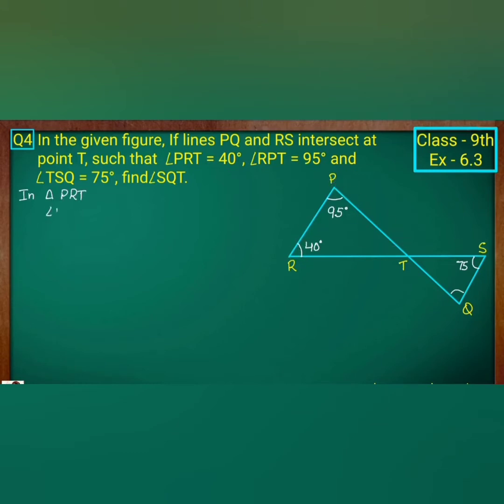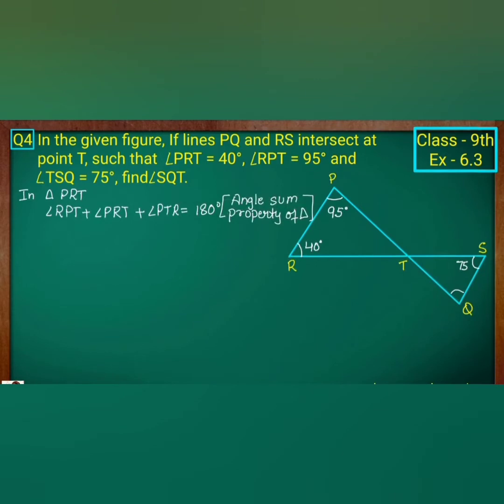First, you concentrate on triangle PRT. So you know that very well, angle sum property. So let's write the angle sum property for the triangle PRT. Angle RPT plus angle PRT plus angle PTR equal to 180 degree. So this is angle sum property. Sum of three angles in this triangle equal to 180 degree. You know this very well.